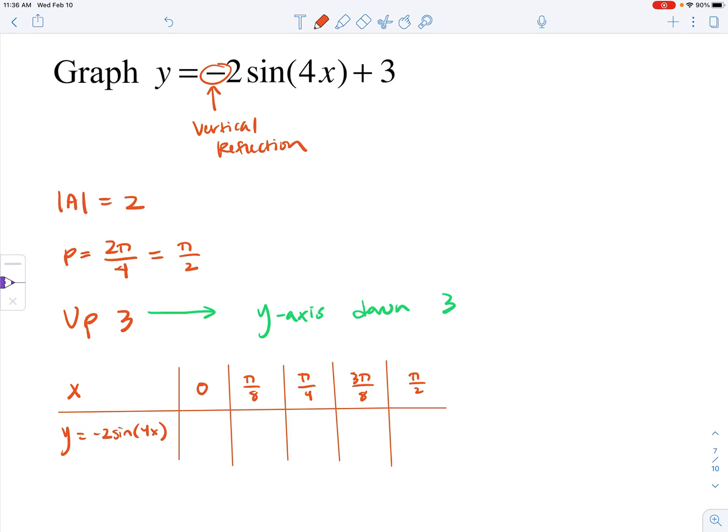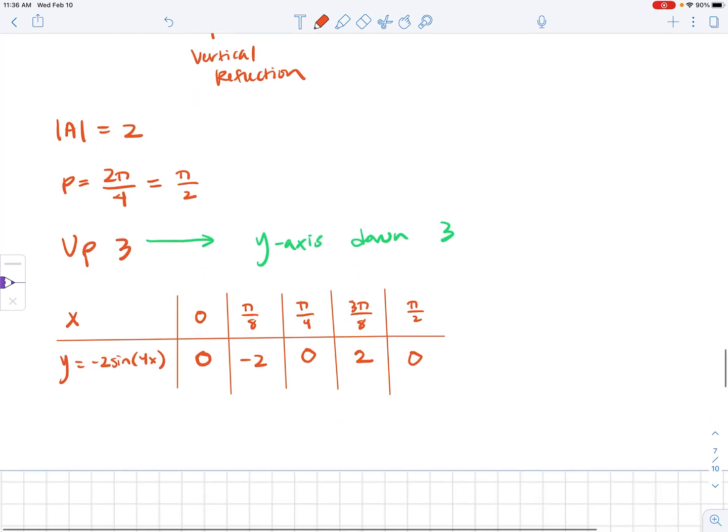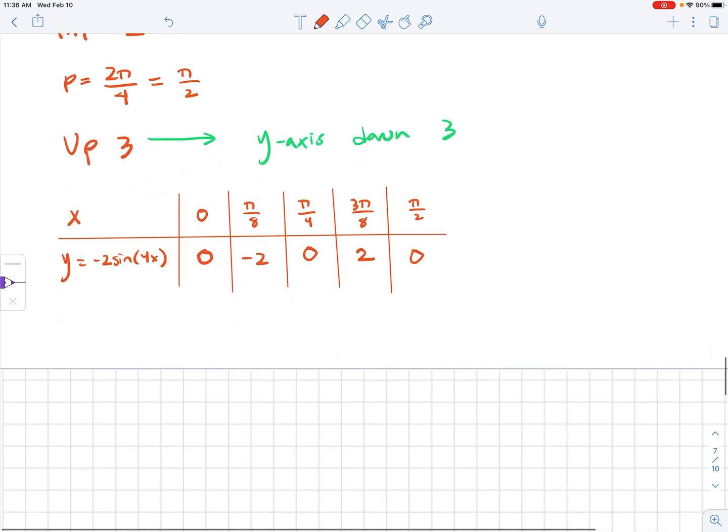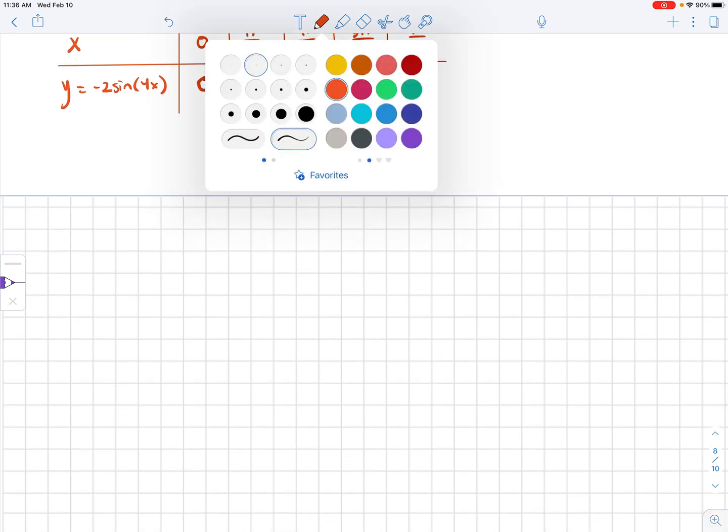Okay, you can think about plugging these values into y equals negative 2 sine of 4x, plugging those values in for x and simplifying. Or, you know this is sine. Sine starts at 0. Sine normally goes up to its highest value, but because of that vertical reflection, it's going down to negative 2, back to 0, up to 2, and back to 0. Okay, it's always that same pattern. And we're going down first because of that vertical reflection.